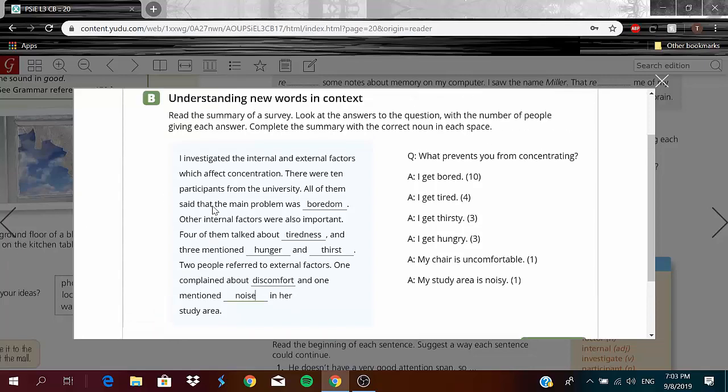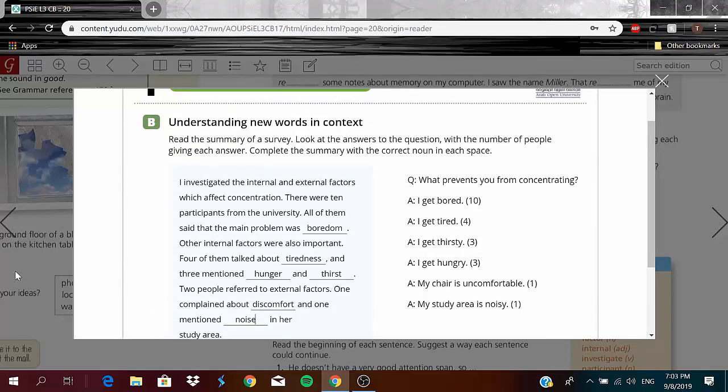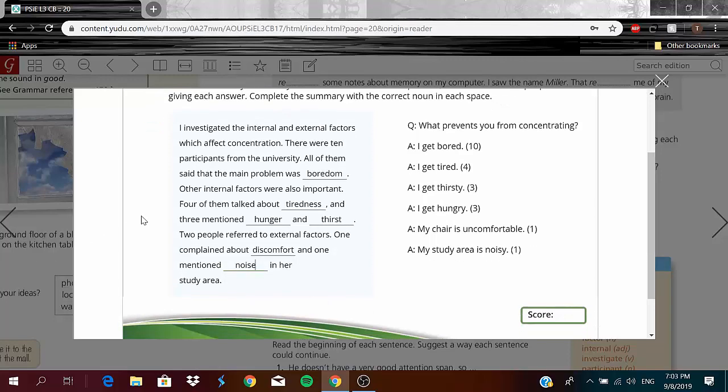I investigated the internal and external factors which affect concentration. There were 10 participants from the university. All of them said that the main problem was boredom. Other internal factors were also important. 4 of them talked about tiredness, and 3 mentioned hunger and thirst. 2 people referred to external factors. 1 complained about discomfort, and 1 mentioned noise in her study area.